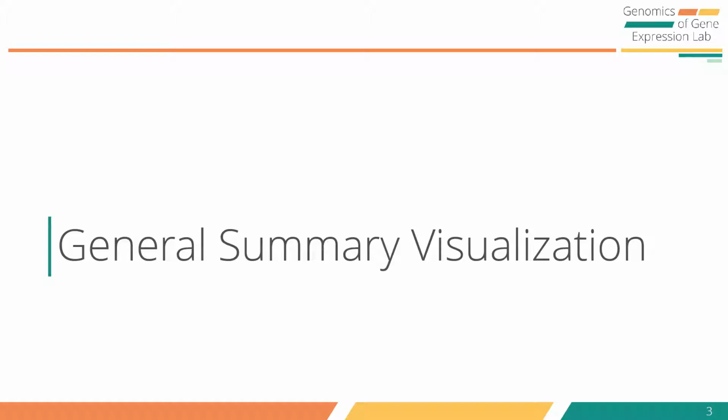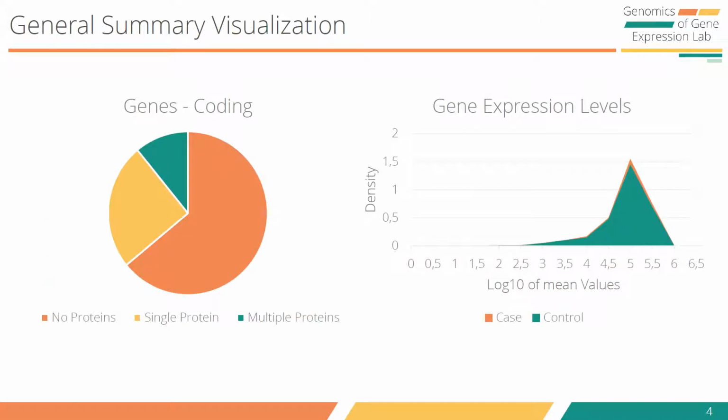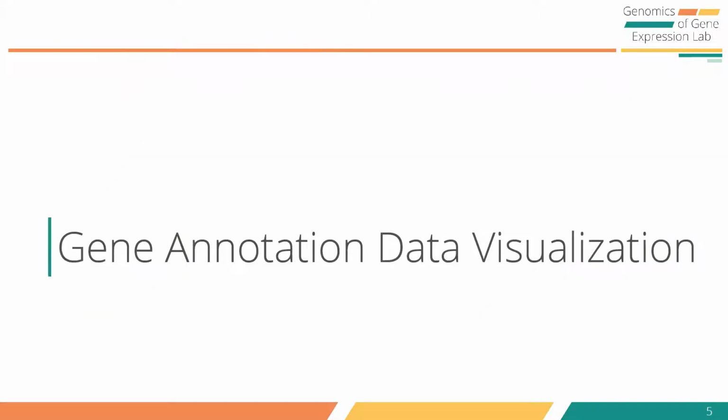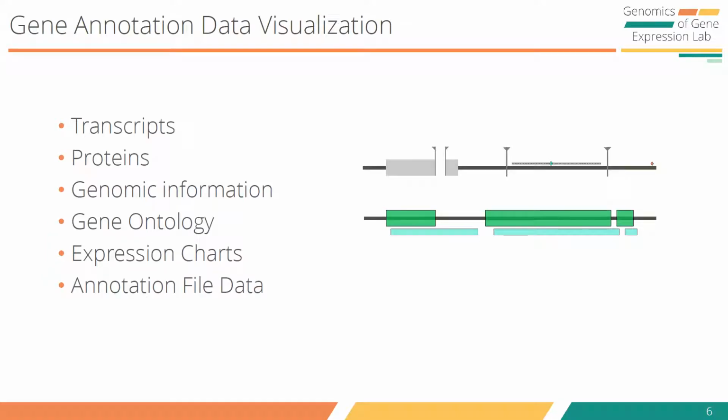General summary visualization. What do we mean by general summary visualization? When you create a project in tappAS, the tool plots summary statistics for your data. These are referred to as general summary visualization. For example, you can find out how many genes are coding and which of them produce a single or multiple proteins. The next type of data visualization that tappAS can provide is related to gene annotation data.